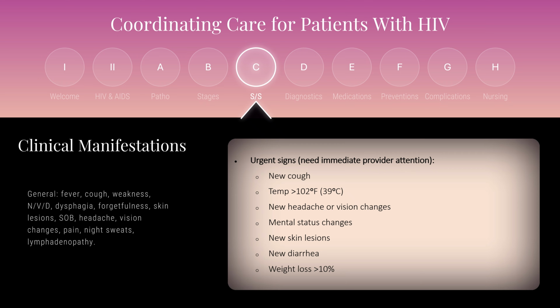Pneumocystis pneumonia, the PCP, is the most common opportunistic infection in people living with HIV. Signs and symptoms depend on the specific infection involved. Keep in mind these are the very urgent signs: new cough, headache, mental changes, new skin lesions, new diarrhea, weight loss.